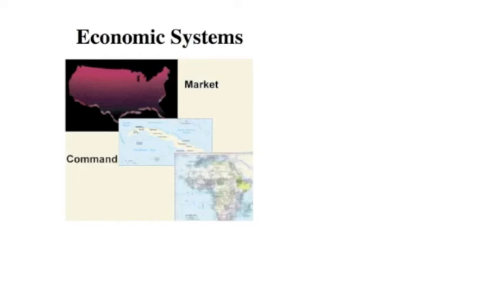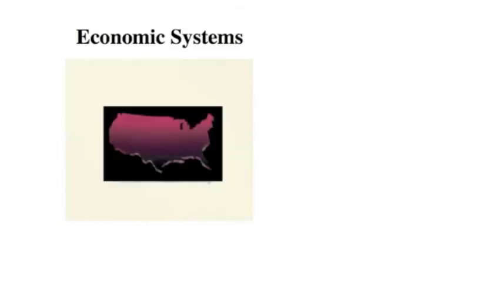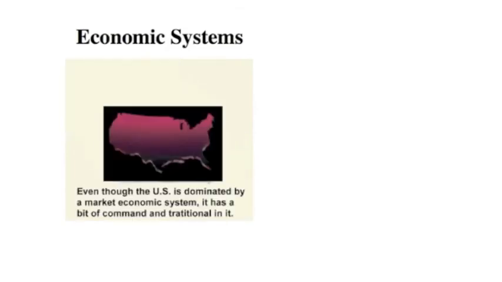Market, command, traditional. The fourth type of economic system is a mixed economy. A mixed economy has a mixture of all of these. Even though the US is dominated by a market economic system, it has a bit of command and traditional in it. The government sometimes helps determine what, how, and for whom goods and services are produced. In the US, tradition has sometimes decided what, how, and for whom something should be produced, religion and customs.